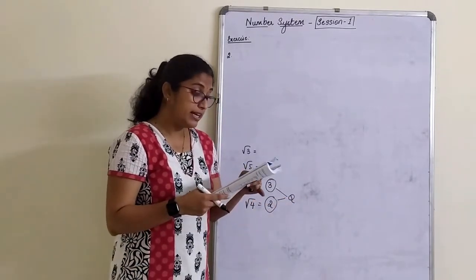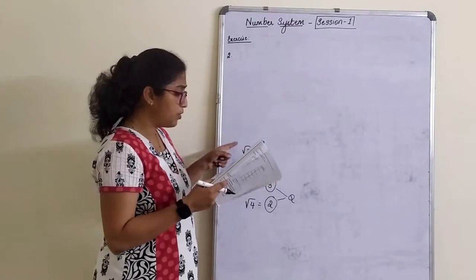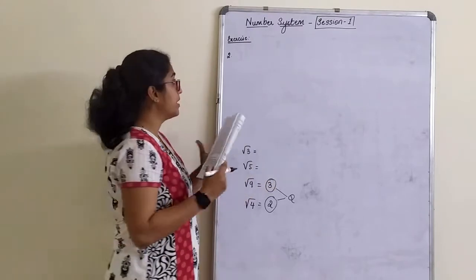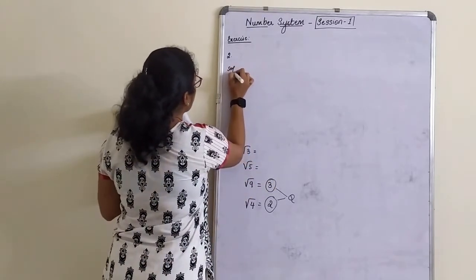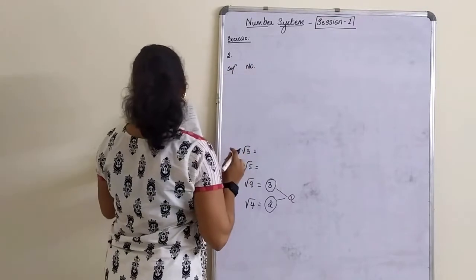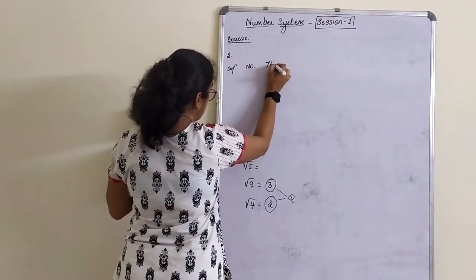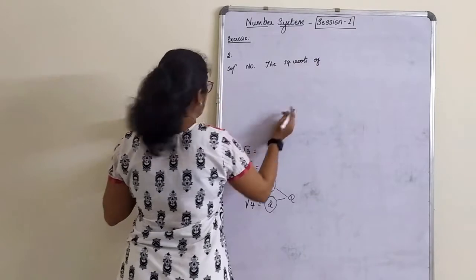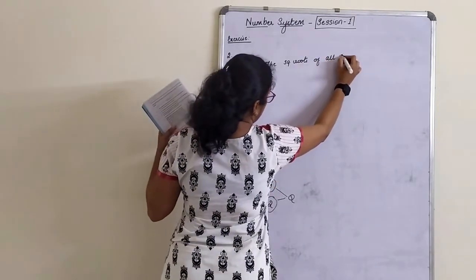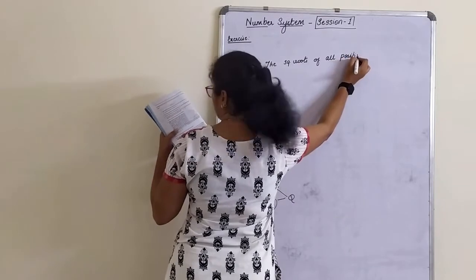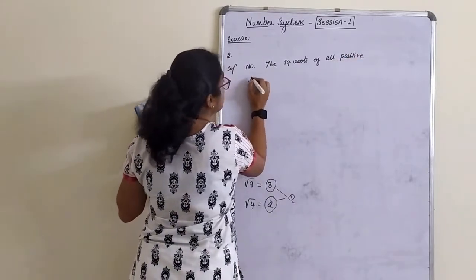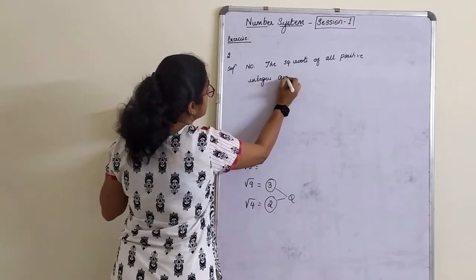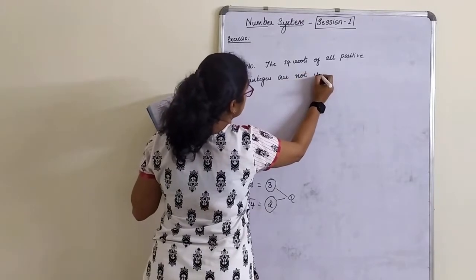That means what they have asked, are the square roots of all positive integers irrational? These are all positive integers, correct? The answer should be no. So what will you write here? Give the conclusion: the square roots of all positive integers are not irrational.